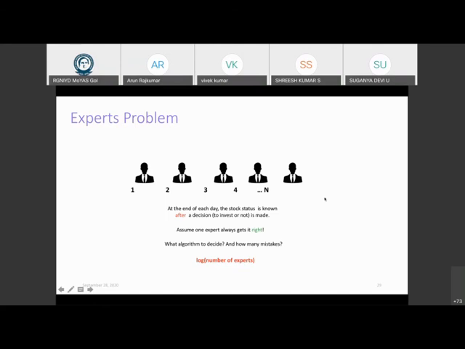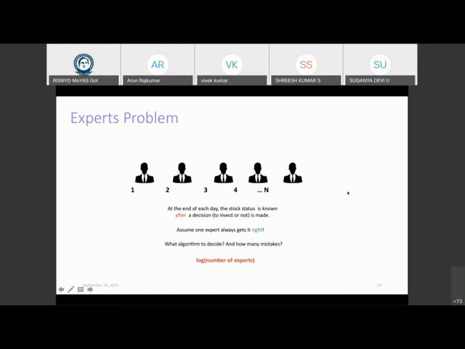What is log base 2 of 1024? Does anybody know the answer? Log base 2 of 1024. 10, right? So what does that mean?